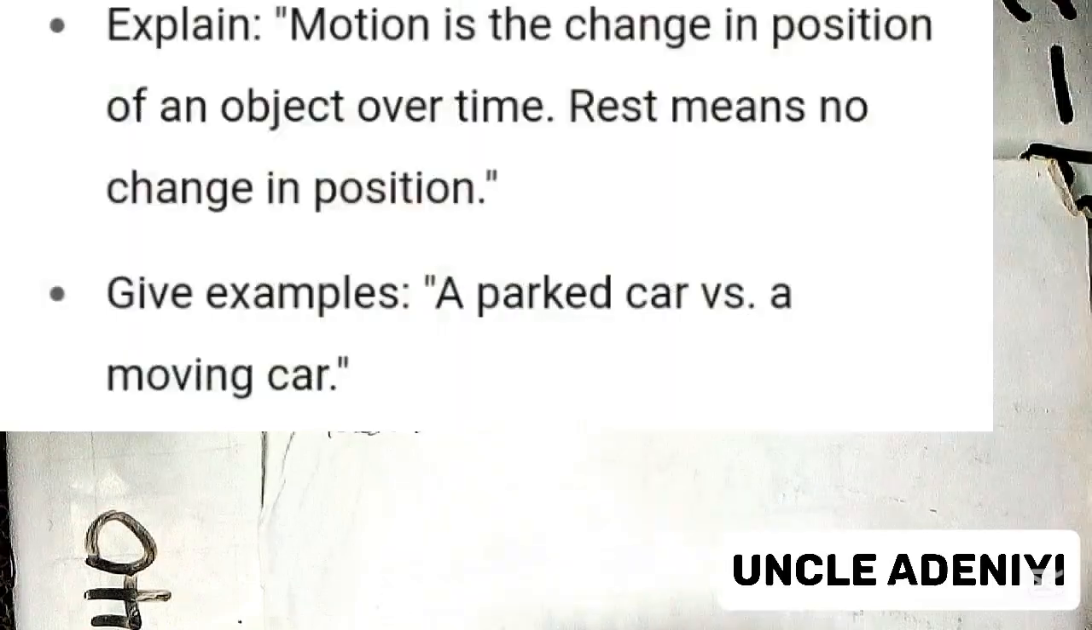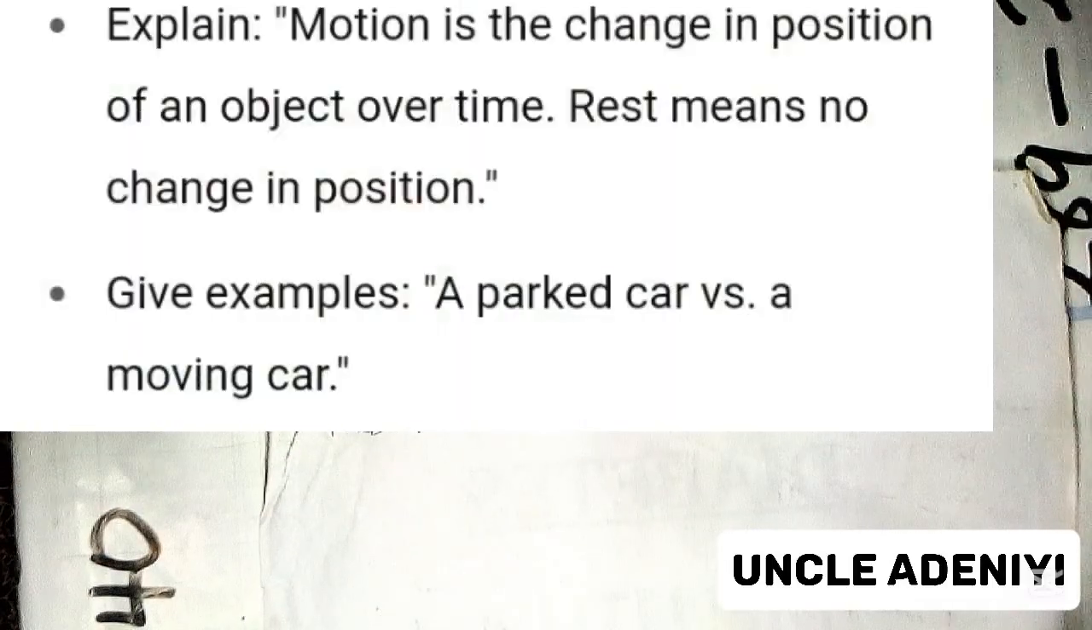Rest means when there is no change in position. The object is in a particular place, there is no change. For example, a car that is parked in a particular place, a parked car. So you can say that car is in a rest position, it's not in motion. Do you understand?